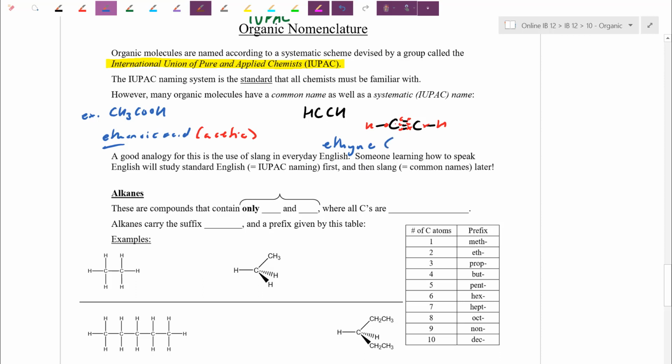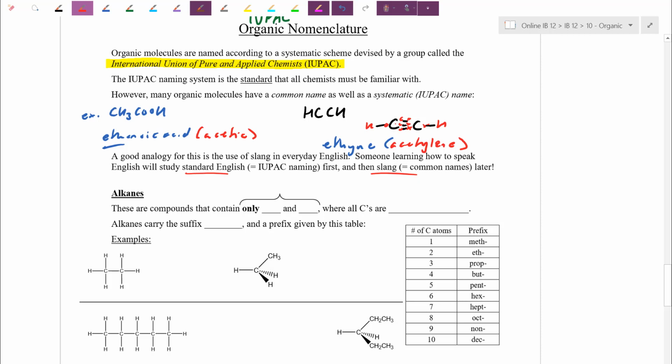This one here has a common name. We're going to call this one acetylene. Unfortunately, it does use that E-N-E ending. Usually we reserve the E-N-E ending for a double bond. But again, that's a common name. There's a sort of analogy: if you're learning to speak English, you want to study the standard. You want to learn all the correct rules first, and then maybe some idioms and some slang later on.